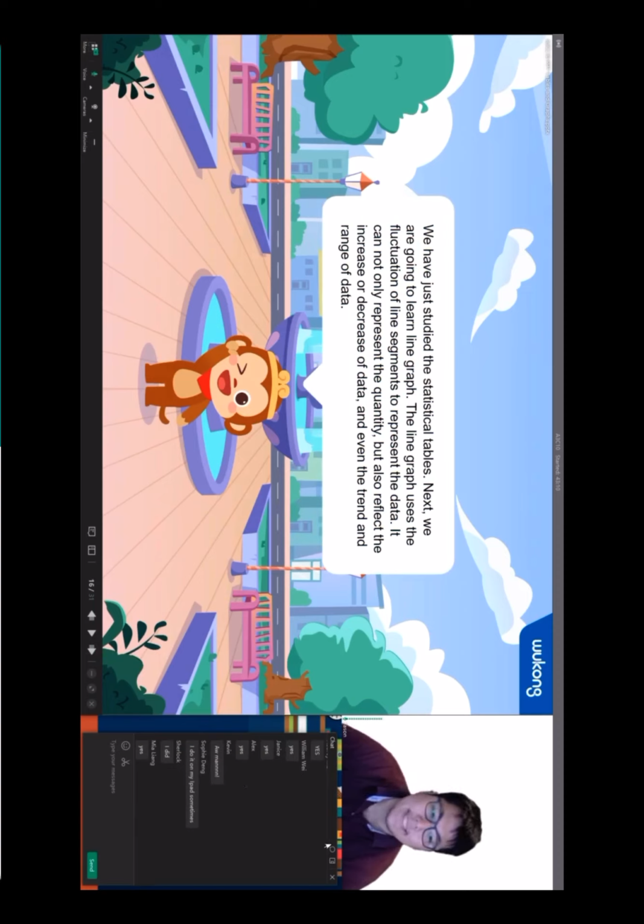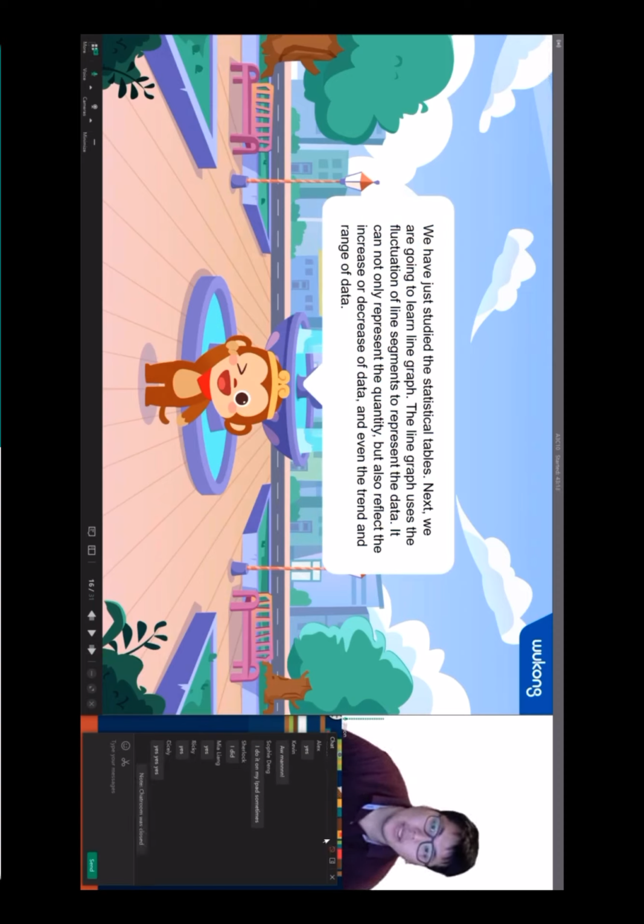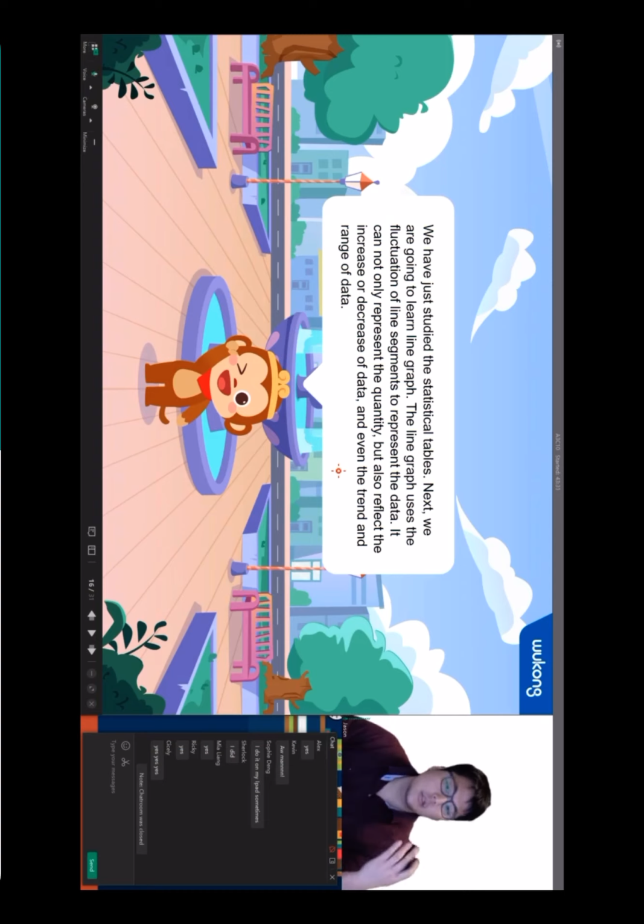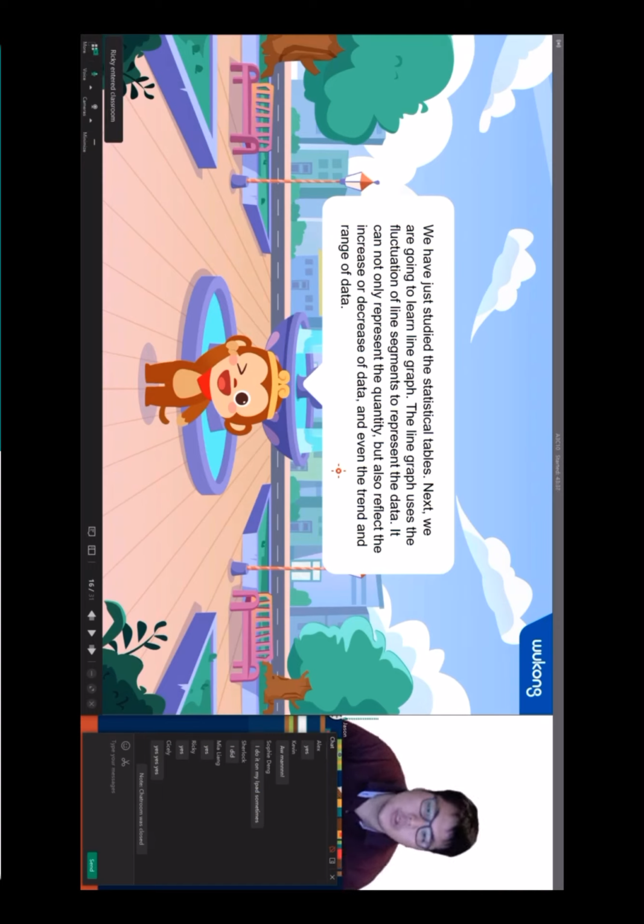So now, guys, let's move on. We just learned the statistical tables, and now we are going to learn about some line graphs, guys. This line graph uses the fluctuation of line segments to show you what data we have. Not only does it tell us how much we have, but we can see whether the graph is increasing or decreasing, which means we can see the trend and the range, guys. So let me show you all of this in a minute.